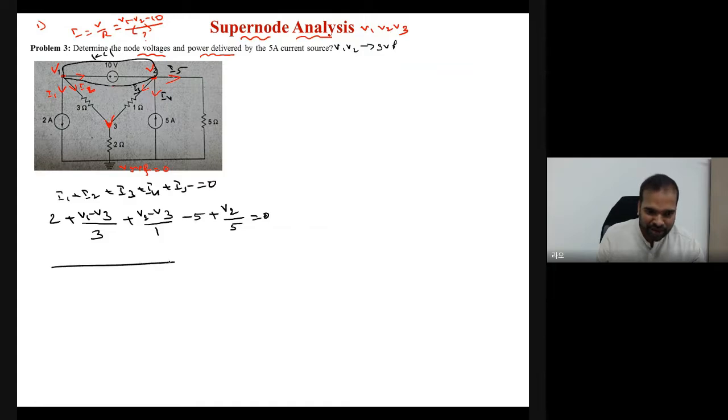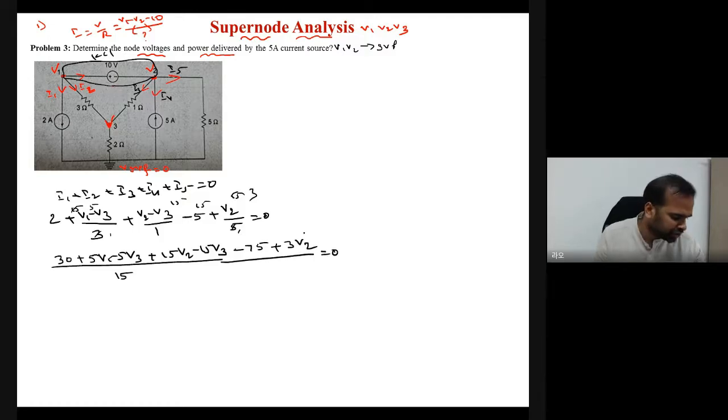What is the LCM? 5 into 3, 15. So you can write 15 into 2, 30, plus if I write 15 here, what happened? 3 ones and 3 fives: 5v1 minus 5v3. So if I write 15 here, that means 15v2 minus 15v3. If I write 15 here, what happened? 5 15s: 50 plus 25, minus 75, plus if I write 15 here, 5 ones and 5 threes. This is what? 3v2 equal to 0.